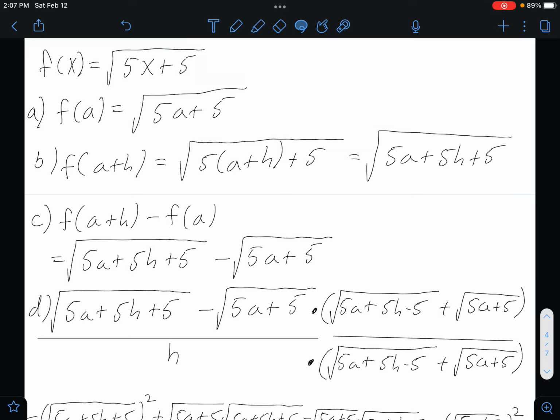Web work, functions difference quotient, problem number 6. Problem number 5 we did in class, that was a rational function. This one is a radical function. Now, a radical function is going to start out pretty straightforward.